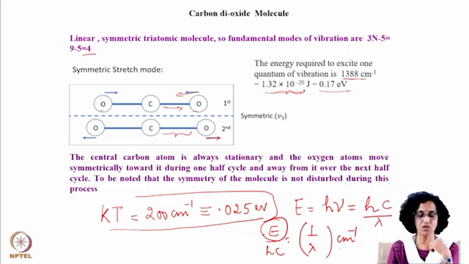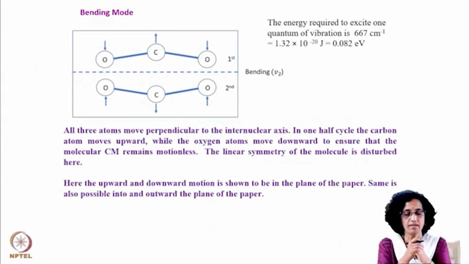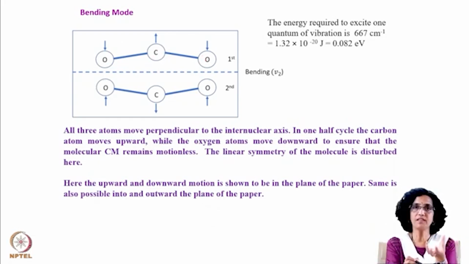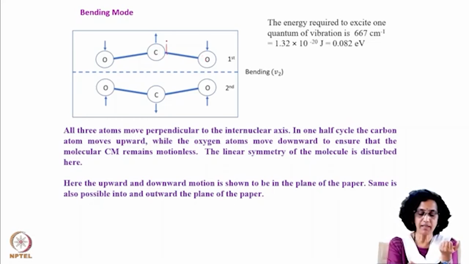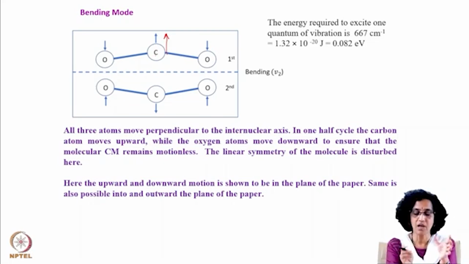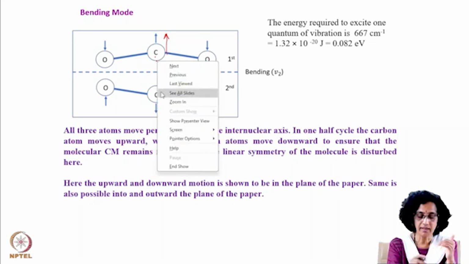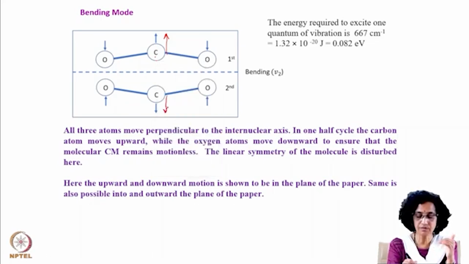So the first one we saw is the symmetric stretch. The next one is the bending mode. See, once again, you have your carbon atom at the center and the two oxygen atoms to the side. But because of the vibration, the carbon atom moves upward and the oxygen atoms move slightly downward so as to maintain the center of mass, because in the vibration your center of mass doesn't change. In the first half the oxygen atoms move slightly downward, then they come back to the mean position, and then the carbon atom moves down and the oxygen atoms move slightly upward.